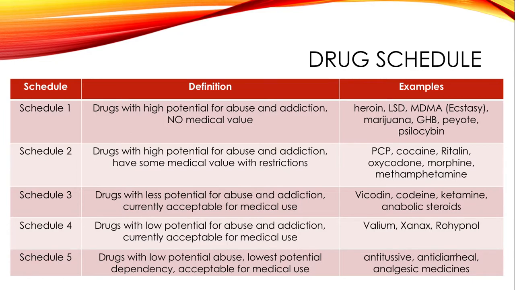As we go down the schedule, we encounter some drugs in Schedule 2, for example, cocaine or methamphetamines. In Schedule 3, we have drugs like Vicodin or codeine, commonly used in surgeries or post-surgeries. Schedule 4, we have Valium, Xanax, Rohypnol. Schedule 5, we have antitussive, antidiarrheal, or analgesic medicines. These, the Schedule 5, have low potential of abuse, and they are accepted for medical use, and they are quite common. Okay, so all of these drugs are in different schedules based on their medical use and their potential for addiction and abuse.